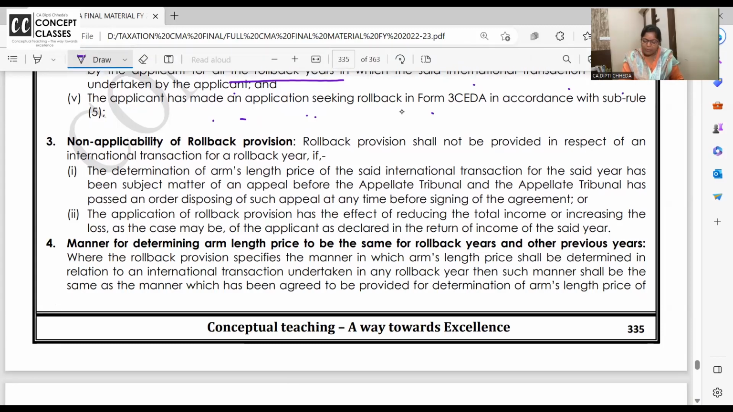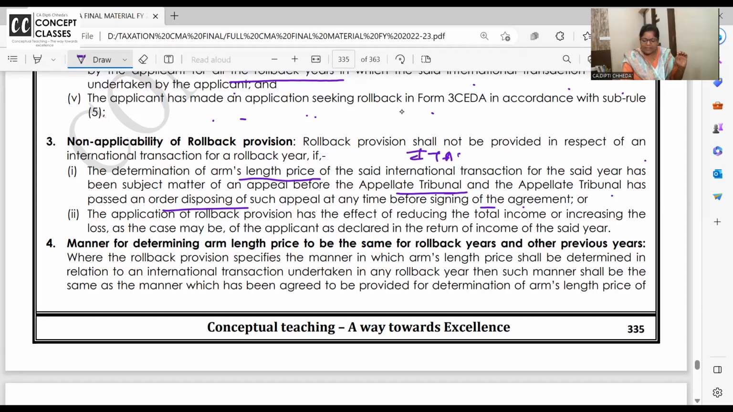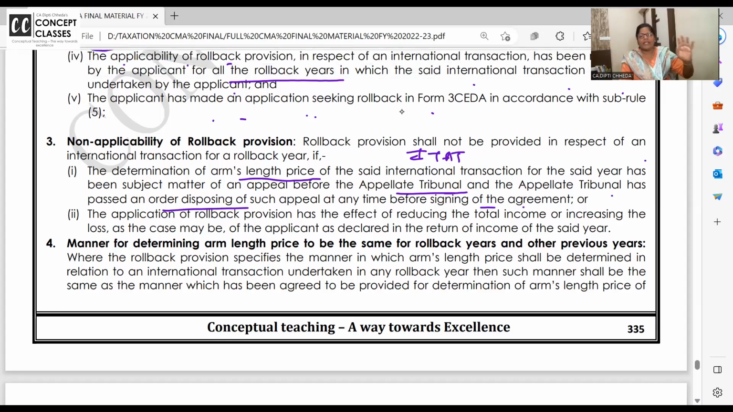Right. Non-applicability of the rollback provisions. Rollback provision shall not be provided in respect of international transaction if, कब आप rollback के लिए नहीं जा सकते हैं? If the determination of ALP has been subject matter of appeal before the tribunal, and tribunal has already passed the order. In the rollback 4 years, for 1 year, arm's length price case was pending with the ITAT, Income Tax Appellate Tribunal, and tribunal has already given the judgment. Then can you go for rollback? No. We all know that ITAT is the last fact finding authority. अब क्या करोगे rollback जाके? So for that you cannot go.